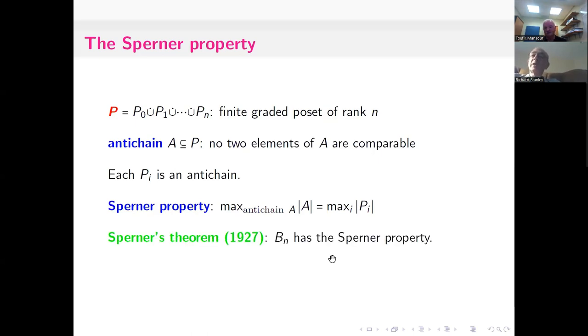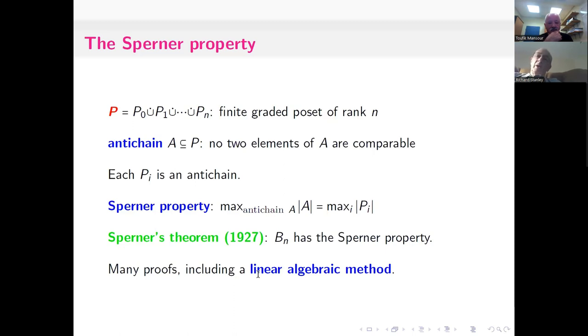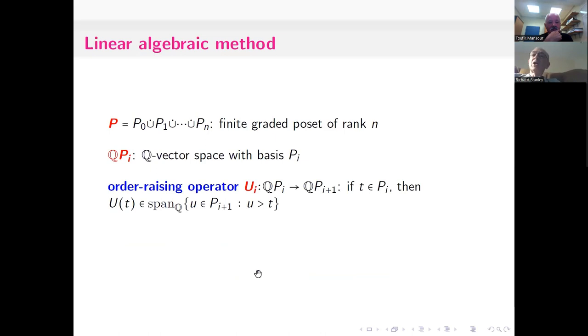In Sperner's famous 1927 theorem, well, of course, he didn't state it this way, but it's saying that the Boolean algebra has the Sperner property. Now, there are many proofs of this, but the one that I like especially, because it's an algebraic proof and it can be generalized quite a bit, is a linear algebra proof. And this goes as follows. I'm not going to prove why this works. I'll just state what it says.